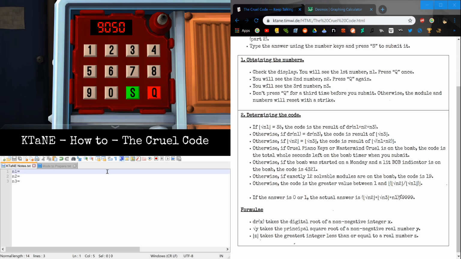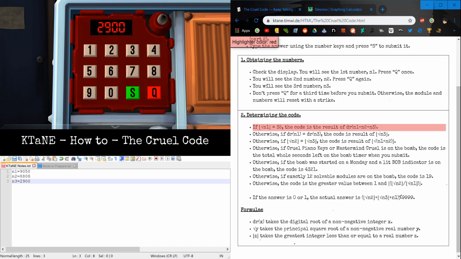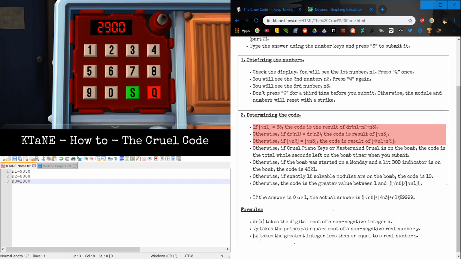So we have 9050, then 8808, and 2900. Let's go through these rules. Square root of N1 is 35. We can just test it right now. Square root of 9050 is 95, so that doesn't apply. Digital root, I can tell you right now that these will not be the same because I'm pretty decent with digital roots. Otherwise, if these two are the same, which they will probably not be, but I'll show you just in case. We have 8808 and square root of 2900. Yeah, they're not equal. Just for proof, we will do this anyway.